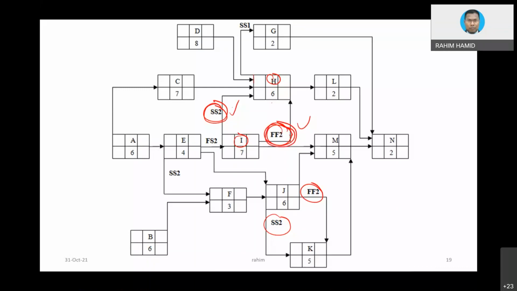Okay, so please remember that Microsoft Project only accepts one in this situation, between H and I, and between J and K, because there is no need to put both start and finish. Basically, among the two, only one will actually be used.